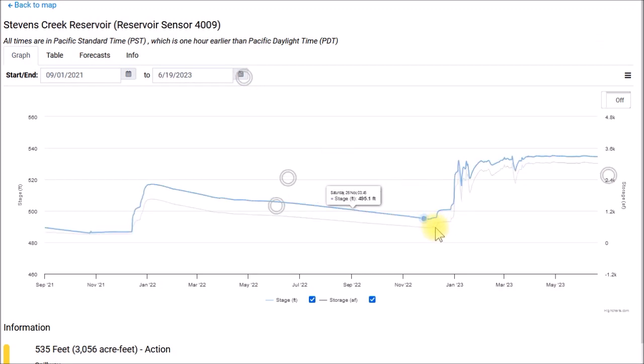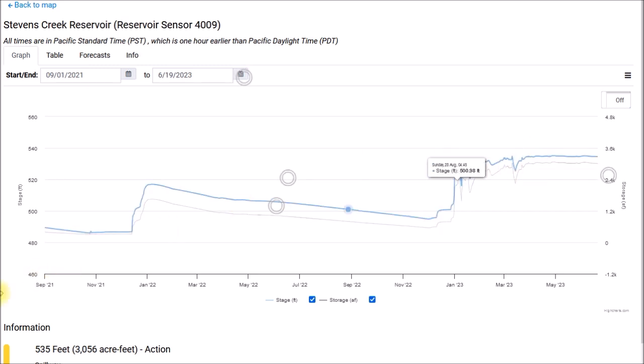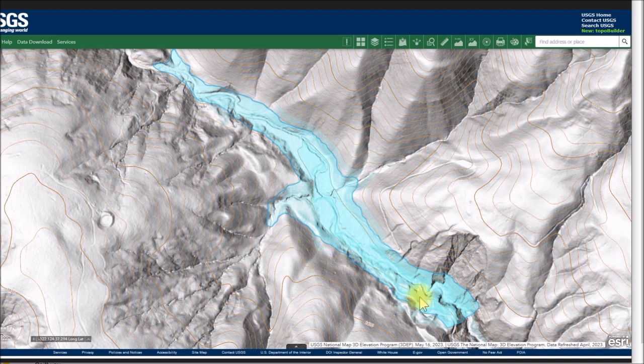But then you can see last winter, we went from like 590 up to the full pool at over 3,000 acre-feet. The last winter would have filled this thing up in a short period of time, several months. This would have filled up and then washed out. So that's why it's hard to tell how long this lake is going to last. But anyway, that's kind of a visualization of what that lake would look like. Again, this would probably only be this full for just a short period of time.